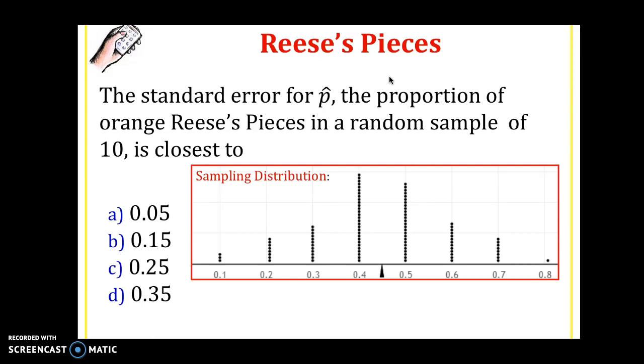Okay, we'll do one more question, then we'll break and finish this in another video. The standard error for p-hat, the proportion of orange Reese's Pieces in a random sample of 10, is closest to, and here we have 4 options, and this is a different graphic than the one we generated.